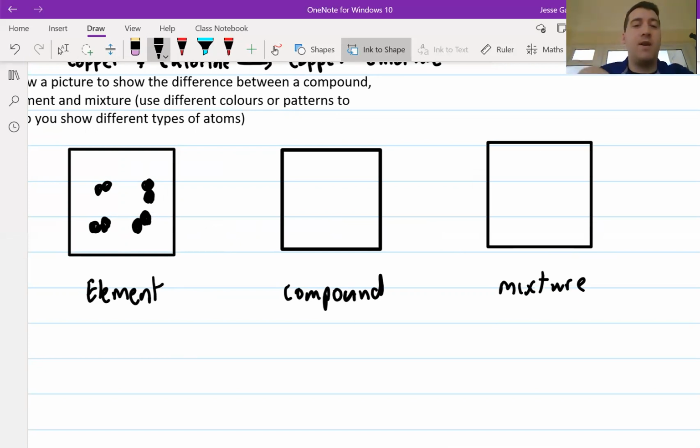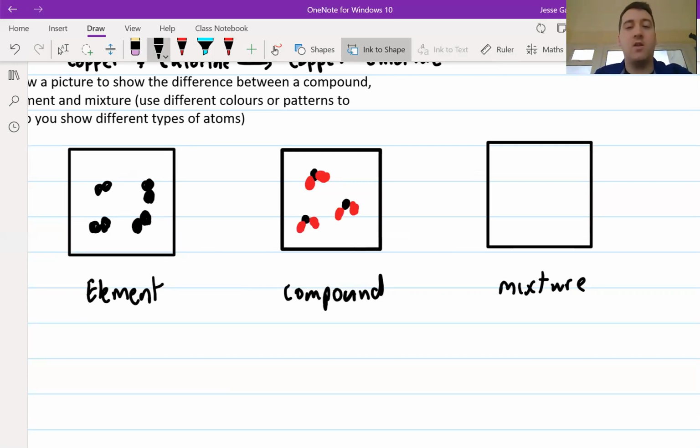All right, let's do a compound now. So compounds are different elements chemically combined. So here are black atoms, black elements chemically combined with this red type of element. So this here is a compound, different elements chemically combined.